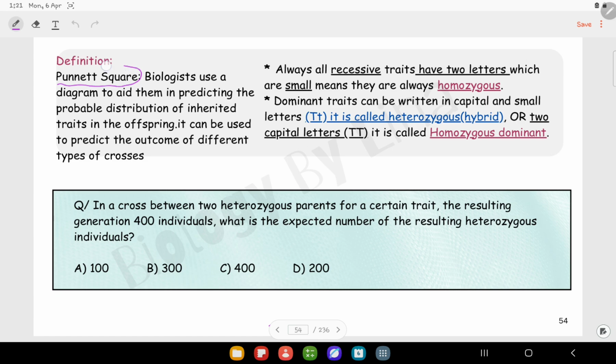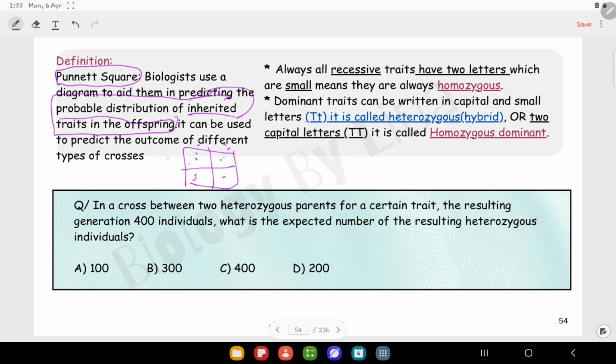Now, what do you mean by Punnett square? Before we study the monohybrid and dihybrid cross, we should know what you mean by Punnett square. Punnett square is the square that biologists use for predicting the probable distribution of inherited traits in offspring. So it's for the offspring. We will put the offspring here, and we will see the distribution of the offspring and the inherited traits in the offspring. This is the Punnett square.